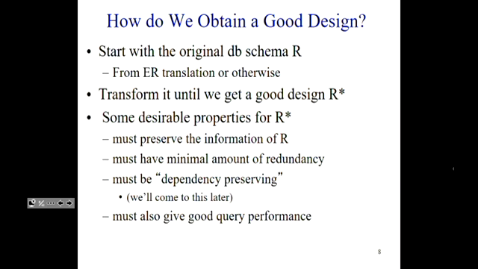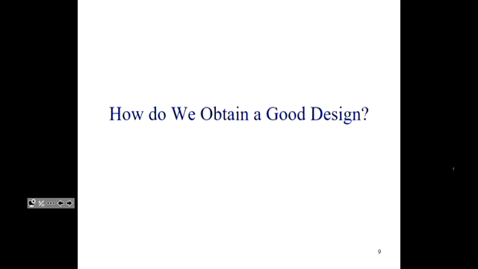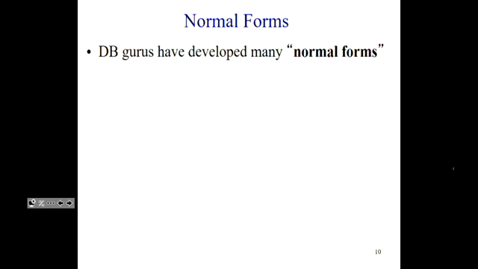Anyway, so I'm still at a high level right now. All that I'm saying is there are lots of properties that you want these schemas to satisfy. It's hard to satisfy all of them at the same time. So we try to figure out how to trade off these aspects. So how do we go about obtaining a good design?